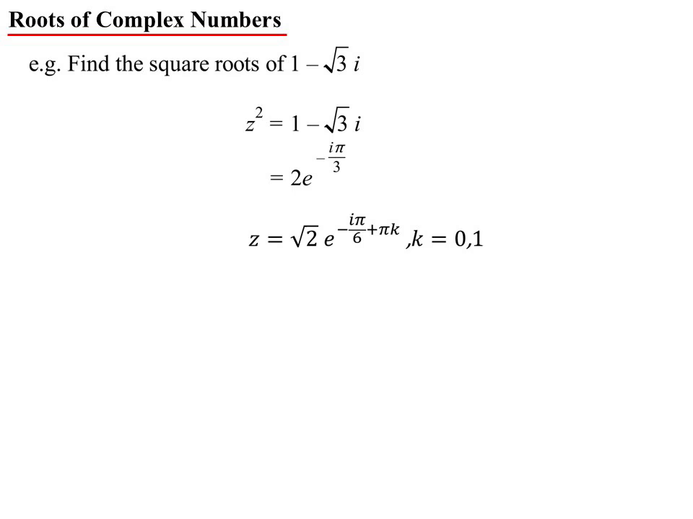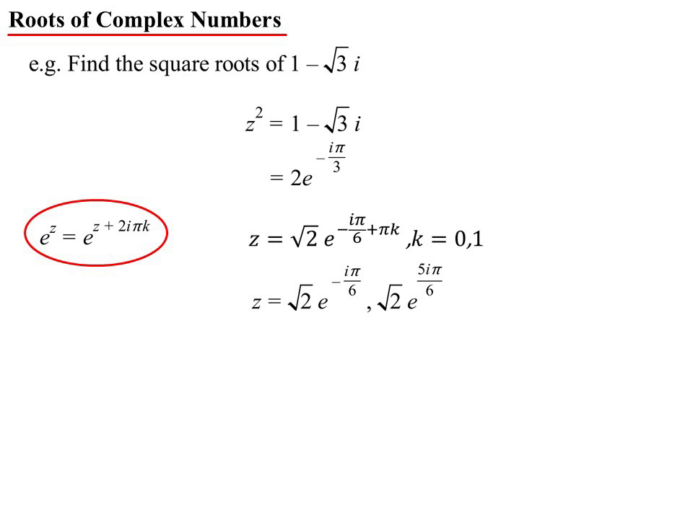Well, why pi k? Well, because really what we're saying is e to the z plus 2i pi k, but we're halving the argument, so it becomes pi k there. And k is equal to 0 and 1. And so we get minus i pi on 6 and 5i pi on 6, and I just noticed that probably should be grouped, shouldn't it? Because the i is with the pi k as well. So that should be grouped together.